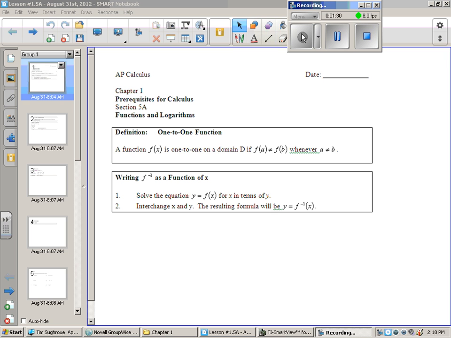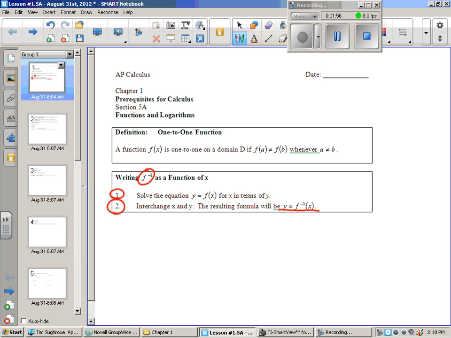When we're writing an inverse function as a function of x, notice that this is the notation for an inverse, f to the negative first power. It doesn't mean 1 over f of x. What we want to do, I always do these the other way around. I do step 2 first. So I will interchange x and y, and then I will resolve for y. And the resulting formula will be the inverse function. So that's the way that we'll do it in class. We'll switch x and y and then resolve for y.